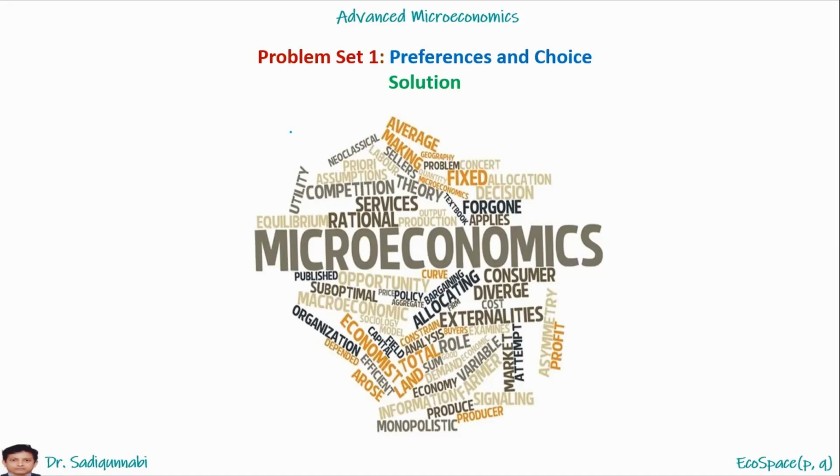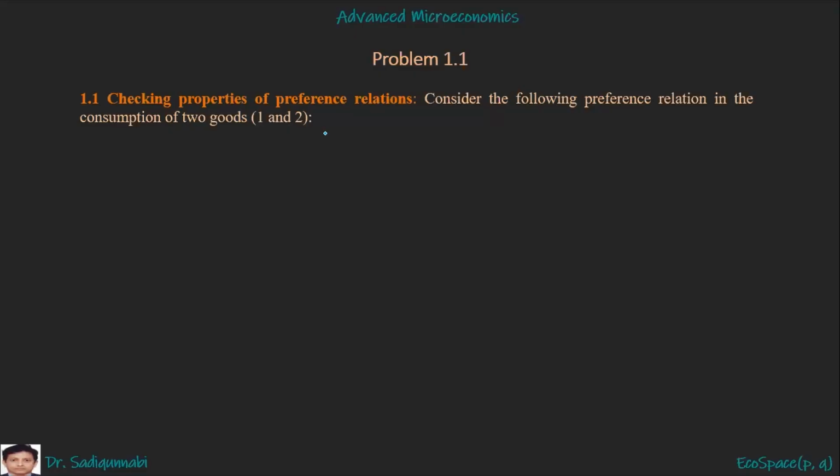Welcome to my problem solving class on Advanced Microeconomics. Problem set 1, the first problem, number 1. This problem is about checking properties of preference relations.